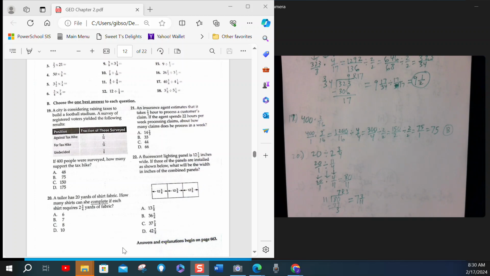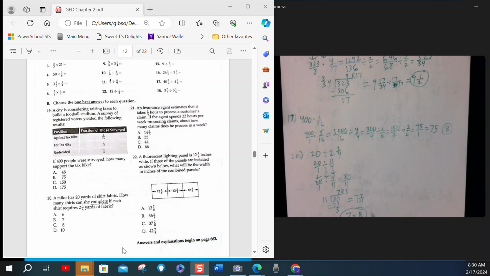But they didn't ask us to put this as a mixed number. They want us to know how many completed shirts. There's 7 completed shirts. So the answer here would be 7, which is B. Because you can't have 3/11 of a shirt. They want completed shirts. Okay, so the last one that I want to do is problem 22.